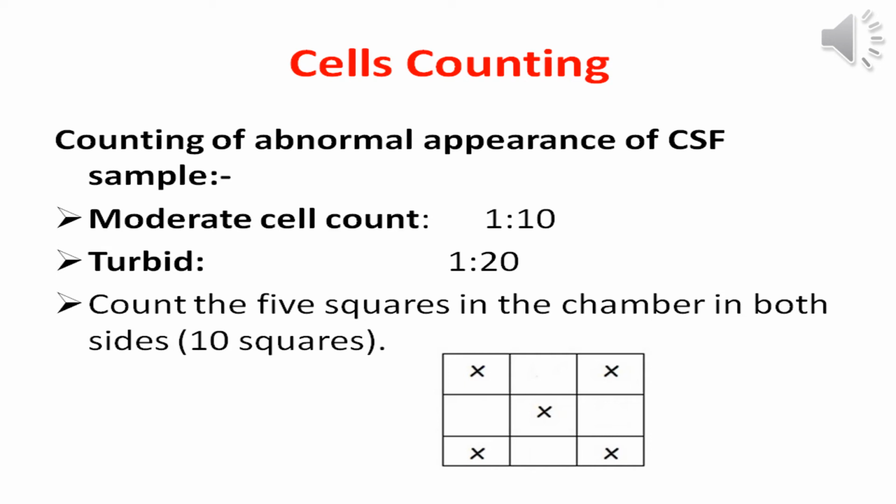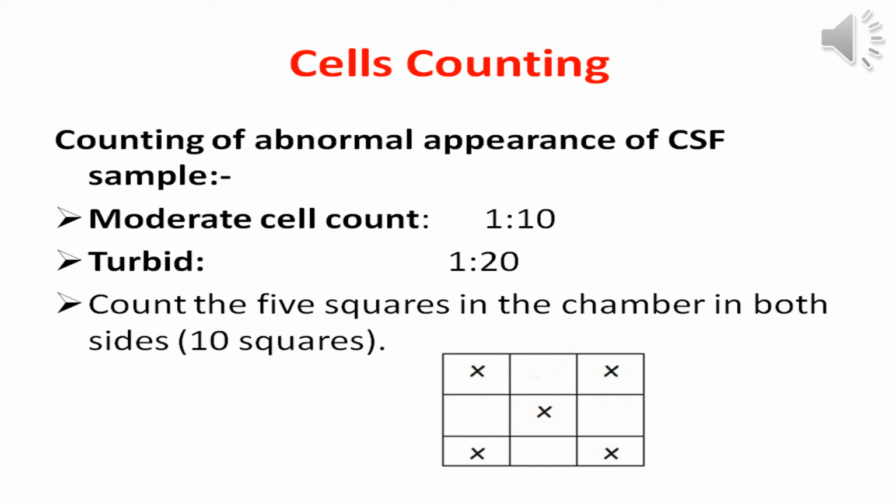Okay, now let me apply the formula. Total cell count equals cells counted in 10 squares multiplied by the dilution. If you use a dilution, for example 1 to 10, the dilution factor is 10. Multiplied by the depth factor. If you use the common counting chamber, the depth factor is 10. If you use, for example, the Fuchs-Rosenthal chamber, the depth factor is 5.